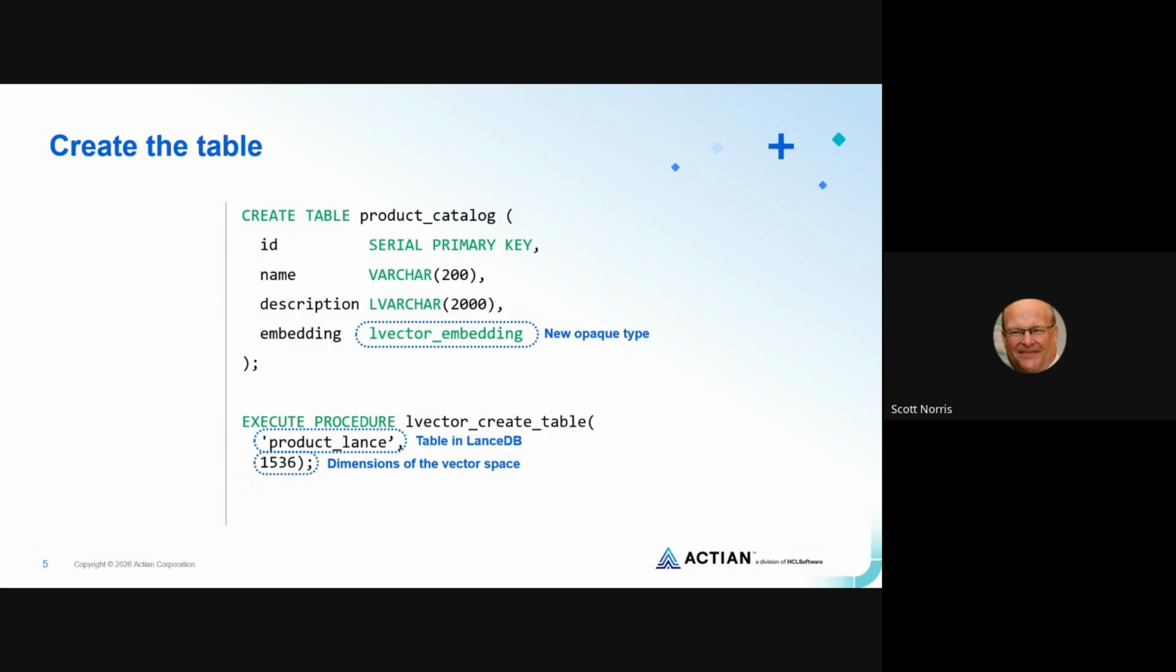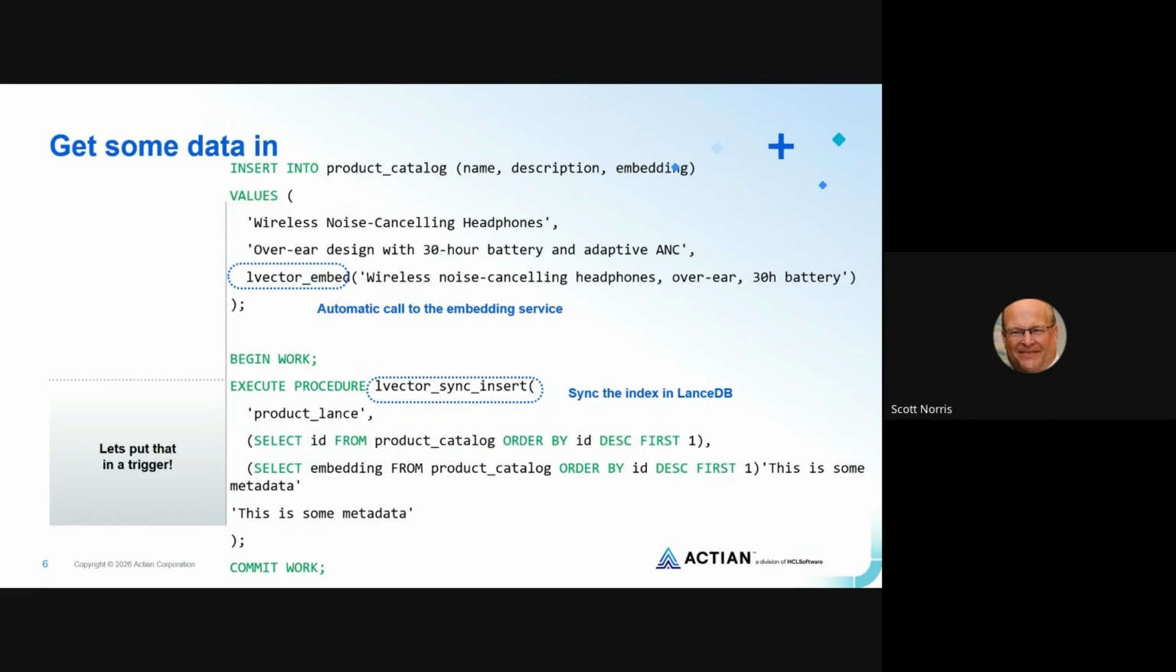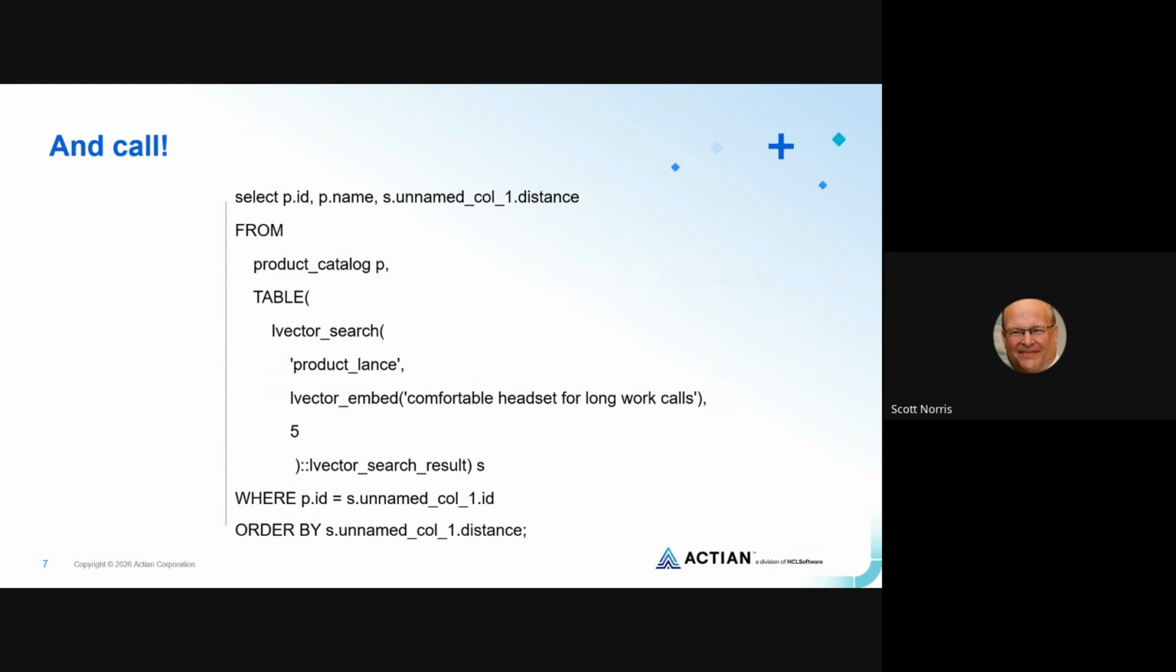Now, it's good to note that this Lance table sits outside of your Informix database, in a separate directory. We're going to insert into the product table, again using some of the new UDRs that are available with this new VectorBlade. And then we're going to sync the VectorBlade with the Lance table. Finally, we're going to ask it to find something for us within the VectorBlade. So let's get started. Let's set this up. First, we're going to run through this example, and then we'll expand upon what you can do with the VectorBlade.